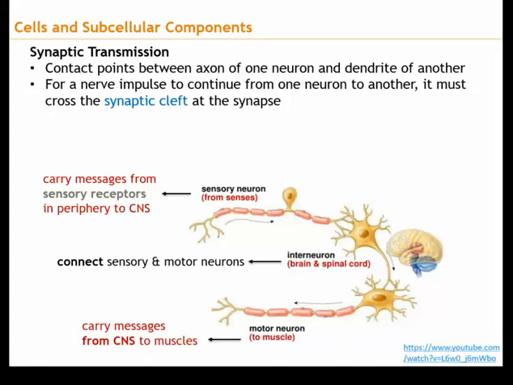And then last is the motor neuron. It carries messages from the central nervous system, the brain and spinal cord, to the muscles. So this is our motor movement. This is the actual movement of getting away from an opponent or trapping and kicking a ball.